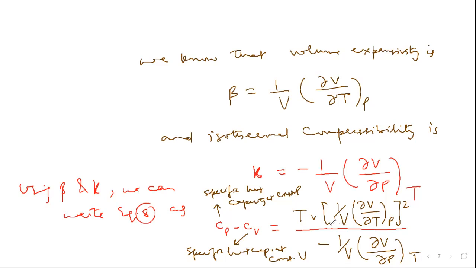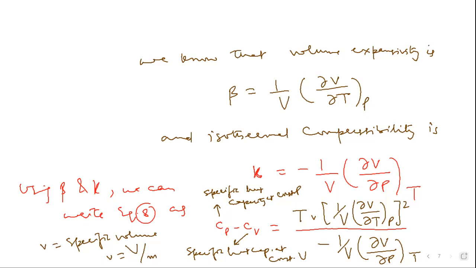And this small v here is specific volume. Let me write: small v is specific volume. That is volume per unit mass. So it will be actually the actual volume V over the mass of the substance. That is the meaning of specific volume, per unit mass.